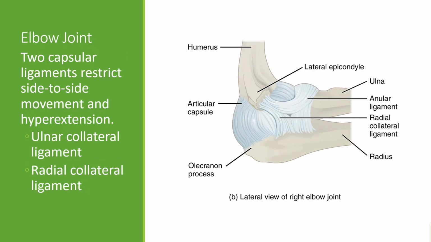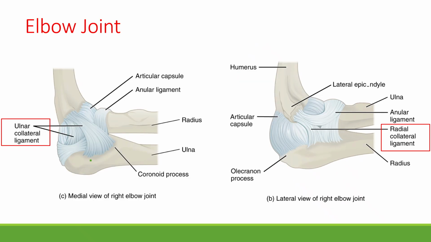You have 2 capsular ligaments that restrict the side-to-side movement as well as hyperextension, so you don't bend your elbow backwards too far. You don't open it up and extend and go too far. What keeps that from happening is the ulnar collateral ligament and the radial collateral ligament in the elbow. Elbows don't get dislocated very easily because of the 3 joints and all of this stuff on the outside and then the capsule. But it can happen. So here is showing you the ulnar collateral ligament, and then the right-hand side is showing you the radial collateral ligament. So lots of ligaments holding all of the 3 bones that are associated with the elbow joint together.